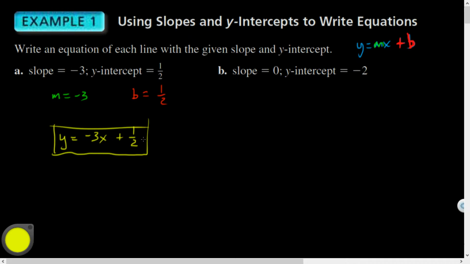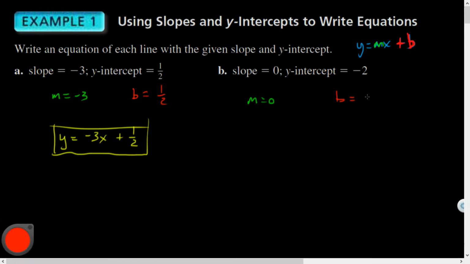Thoughts? Questions? No? What is M on the second one? M equals 0. Now, time out. Yep. B is equal to -2.